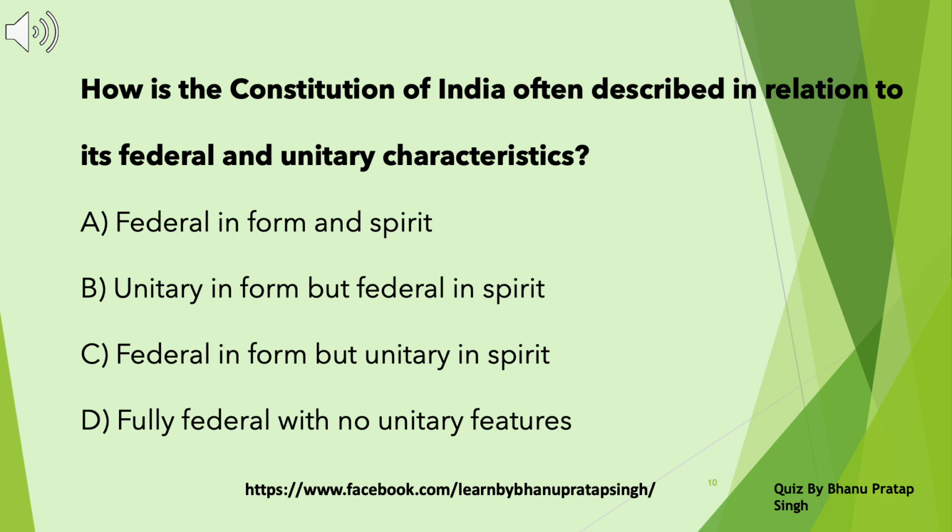How is the Constitution of India often described in relation to its federal and unitary characteristics? A. Federal in form and spirit. B. Unitary in form but federal in spirit. C. Federal in form but unitary in spirit. D. Fully federal with no unitary features. Choose the correct answer. Answer C. Federal in form but unitary in spirit.